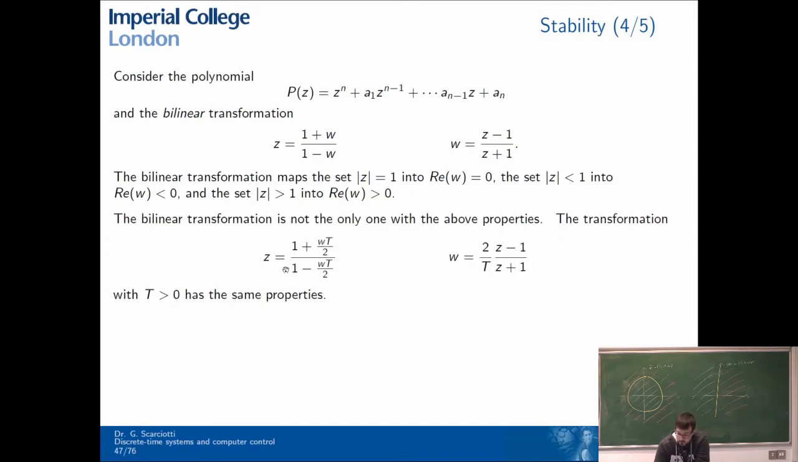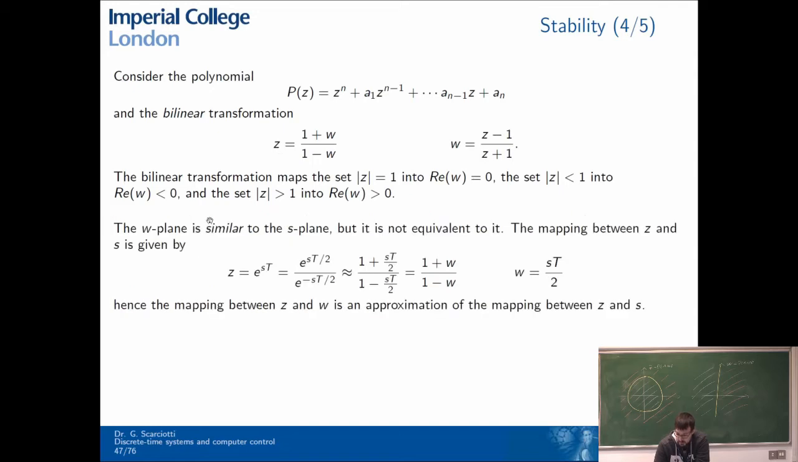So we have to understand that this relation is an approximation of the z-plane. The reason why it is an approximation is explained in this slide. The w-plane is similar to the s-plane, but is not equivalent. And how this w transformation is obtained is given here. The real one-to-one mapping in the primary strip is given by the relation z equal to e to the power sT. Now let's write this exponential in this fancy way. This is basically the same result.